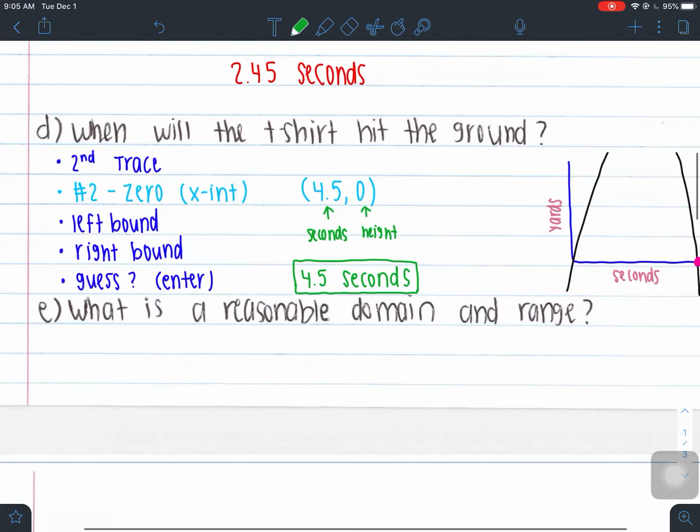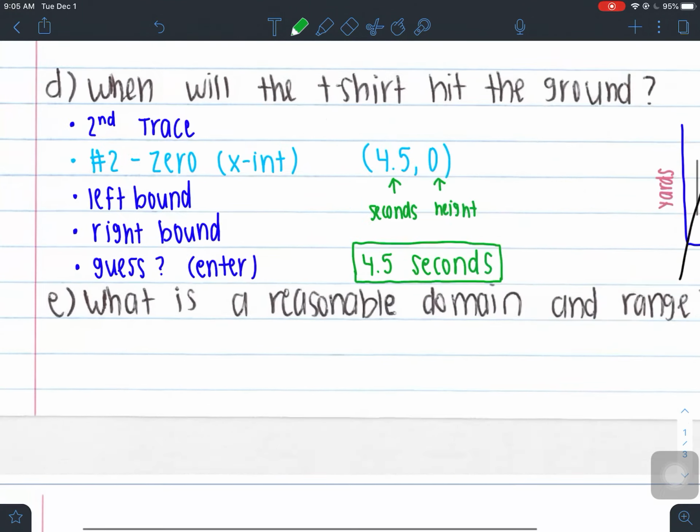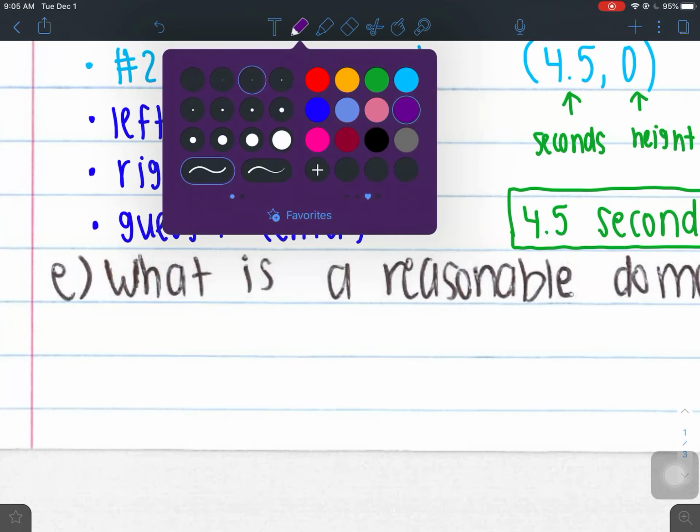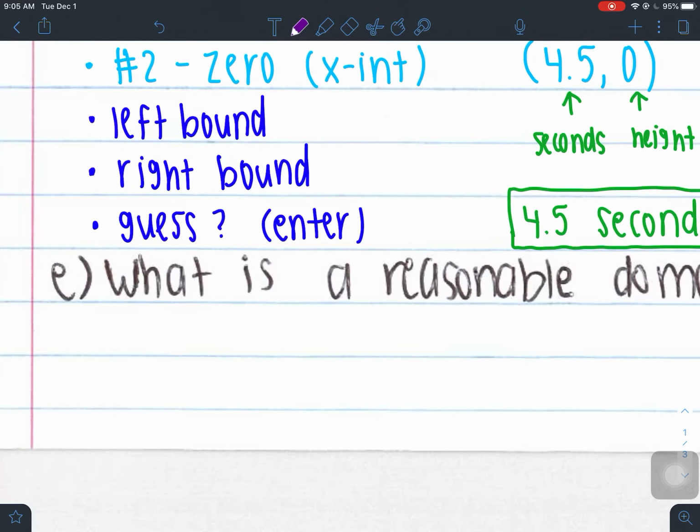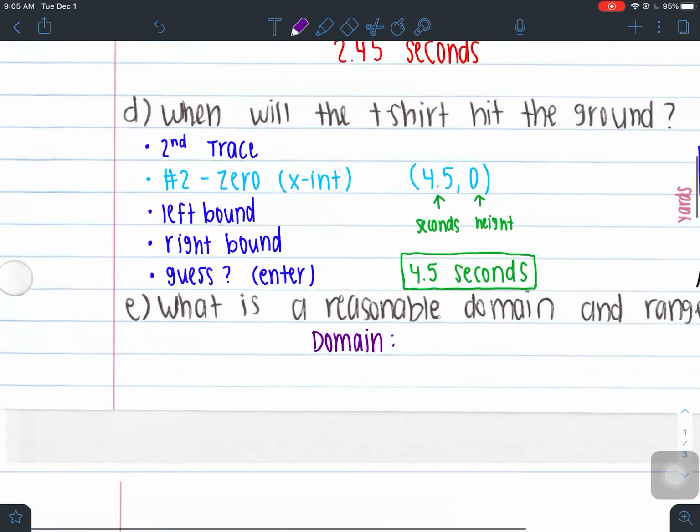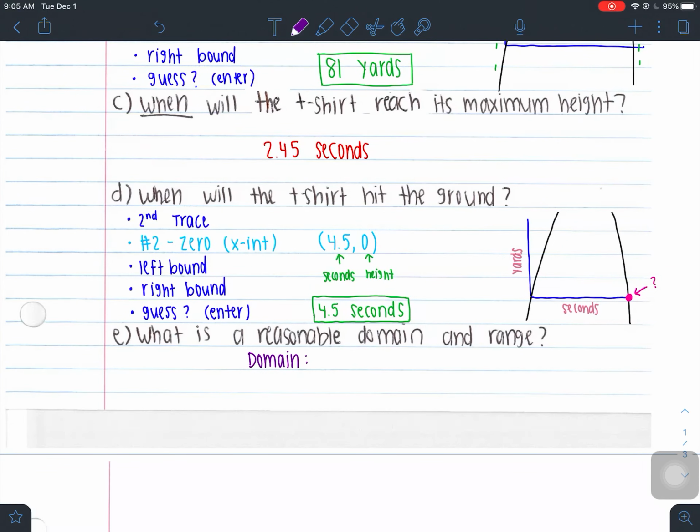All right, the last question is, what is a reasonable domain and range? So we're going to go ahead and find domain first, and then find range second. So we'll do domain first. Now, before you do domain and range ever, you ask yourself, is this continuous or discrete?